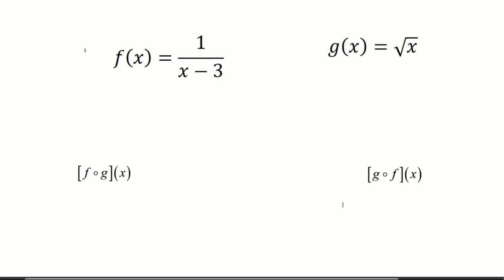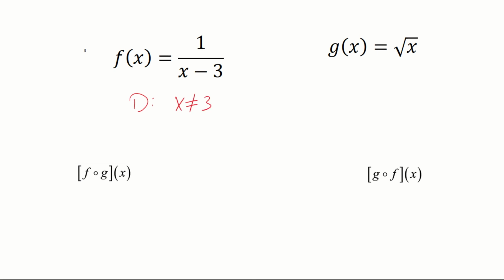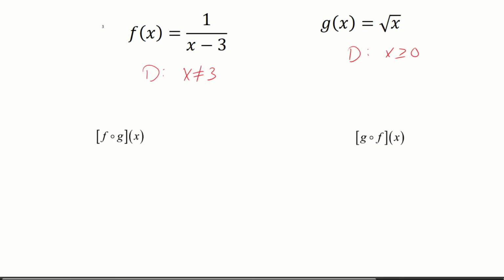So, last practice problem, right? Function f: my domain restriction is that x cannot be 3. x can be all real numbers except 3. My domain restriction for function g is that x has to be greater than or equal to 0. So how does that work, right?